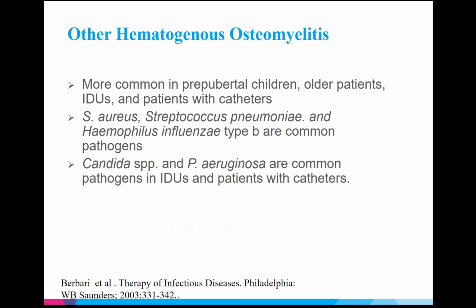So other osteomyelitis that spreads hematogenously is, of course, in prepubertal children, older patients, injection drug users, and also patients with catheters, right? Again, I already spoke to that. Staph aureus is really the most common, but you can actually see Streptococcus pneumoniae and Haemophilus, especially in kids, right? Who get hematogenous osteomyelitis from an invasive infection.